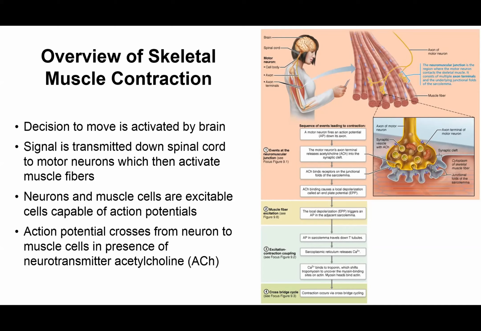So neurons and muscles are excitable cells. They're capable of what are called action potentials. And action potentials cross from the neuron to the muscle cell whenever acetylcholine is present. All right, and so this is just a really brief sort of introduction, and we're going to get into the details, so I won't spend too much time on them here. So this is just a quick little intro that I'm going to do for you.